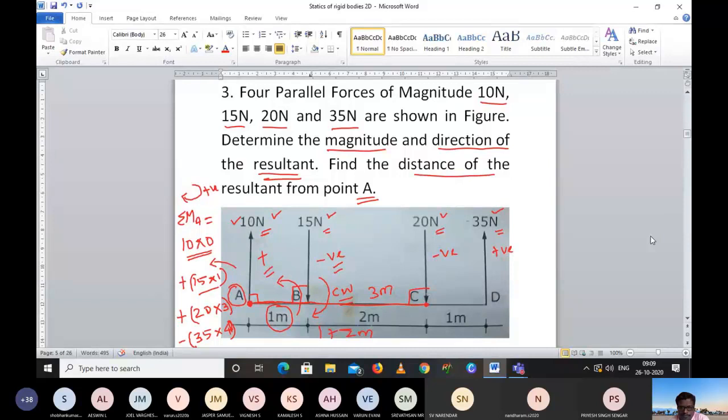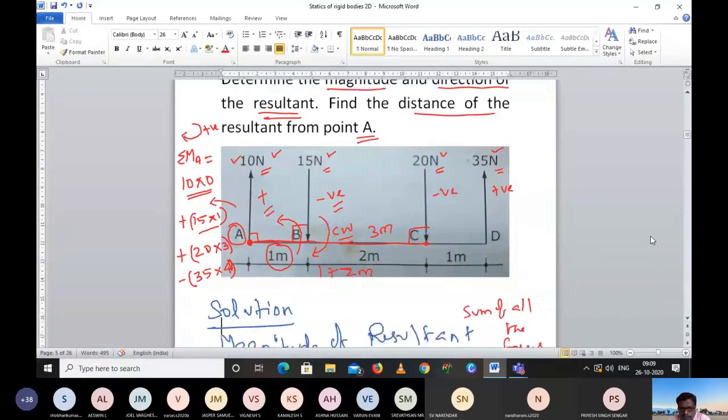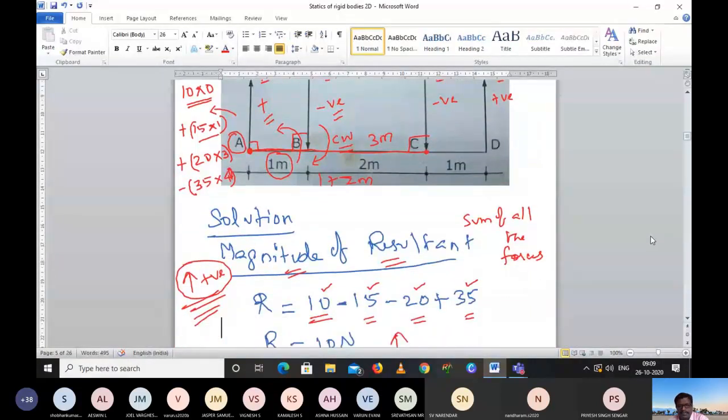So we have 4 parallel forces, and we are assuming that upward is positive. So 10 Newton and 35 Newton will be positive, and 15 Newton and 20 Newton are negative as per our assumption. Upward forces acting on a system we take as positive, and downward forces acting on a system we take as negative. So 10 and 35 will be positive, 15 and 20 will be negative. Based on that, we take these 4 parallel forces as the resultant.